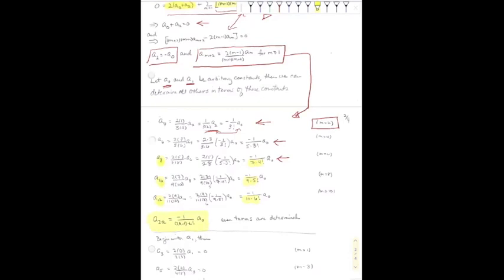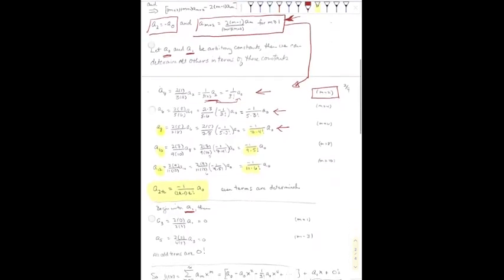And now I want to do a similar thing with my odd terms. And remember, my A1 was actually arbitrary. So A1, it's just what it is. And then I go back up here to my recurrence relation. I start with A1, and then I determine A3. Let me scroll up a little bit. And A3, look how that turns out.